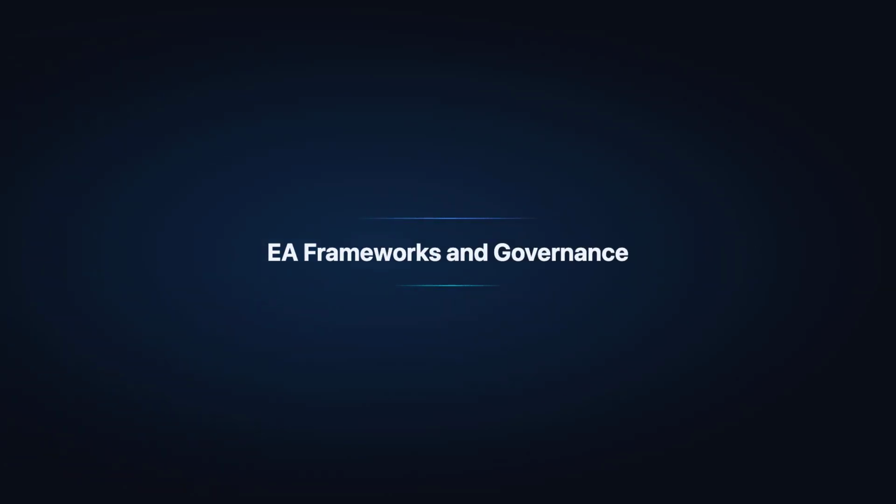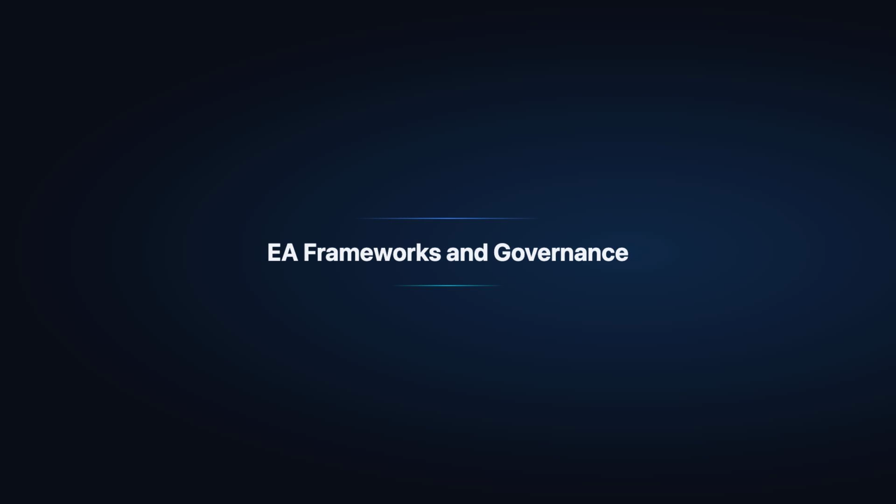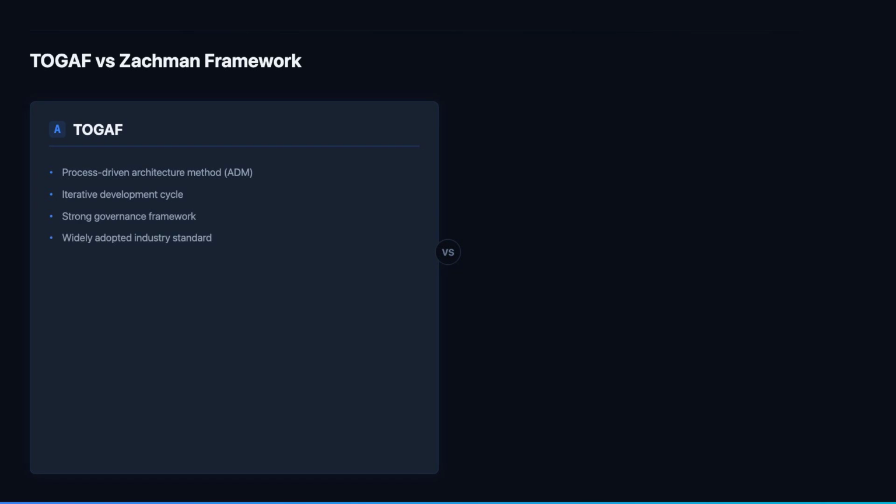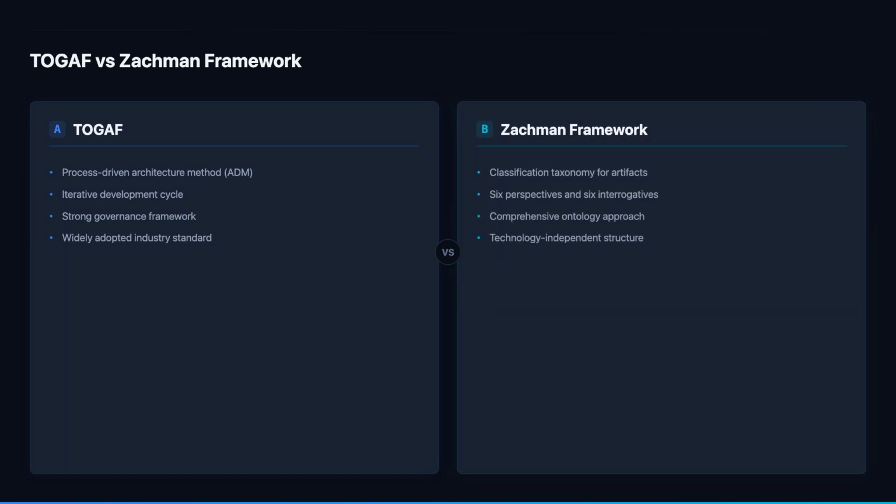Now let us examine the leading frameworks that guide enterprise architecture practice and how governance keeps it effective. Two of the most influential EA frameworks take fundamentally different approaches to structuring enterprise architecture. TOGAF provides a structured, repeatable process for developing architecture through its architecture development method. The Zachman framework offers a comprehensive classification system that organizes architecture artifacts by stakeholder perspective.